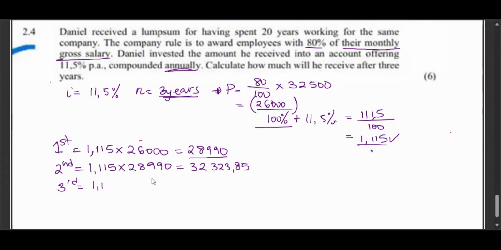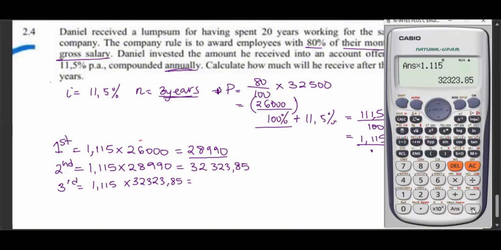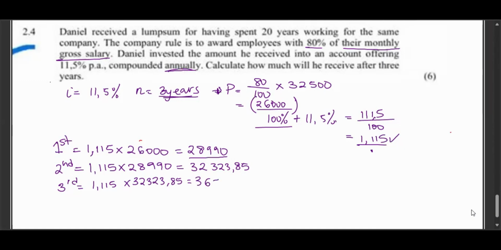So for the third year, we pick the same percentage times the answer you got. We shall come back to our calculator. Remember, you stopped with this one, so just press equals. It will give you 36,041 rands 9 cents. So your answer will be this one. At the end of the third year, how much? This is what the question was asking: calculate how much he will receive after 3 years. So this is what he will receive.